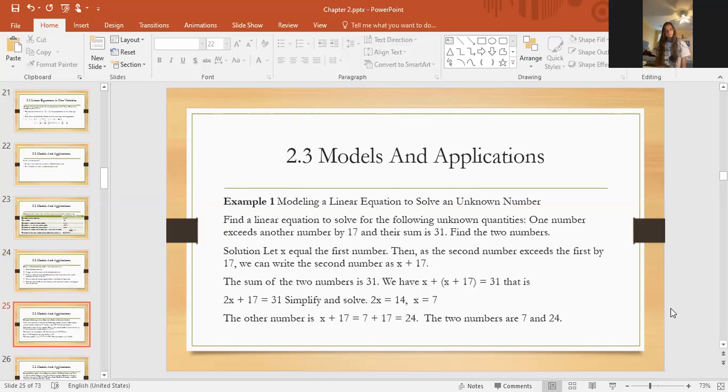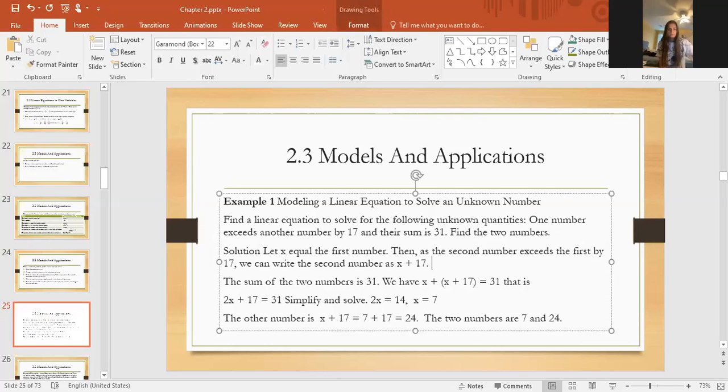Example: find a linear equation to solve for the following unknown quantity. One number exceeds another number by 17, and their sum is 31. Find the two numbers. If we say that one of the numbers is x and the other one is y, then y equals x plus 17, since one number exceeds the other one by 17. So now we know that y equals x plus 17 and x plus y equals 31. Here I didn't write the x plus y.